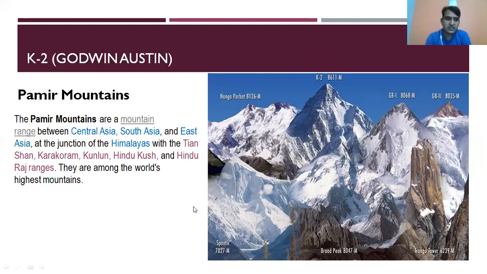This is also another description. This is the Pamir Knot mountains of the world. The Pamir Knot Mountains are a mountain range between Central Asia, South Asia, and East Asia. Look at how much area they connect, or how many different regions of the world have been connected. It's a junction where these are connected. They are among the world's highest mountains.